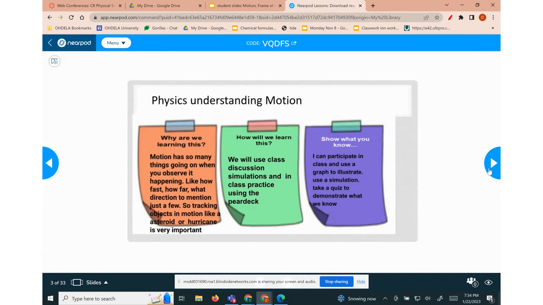Motion has so many things going on when you observe it happening, like how fast, how far, what direction, just to mention a few. So tracking objects in motion, like an asteroid or a hurricane, is very important. We will discuss simulations and in class practice using Pear Deck. We're just doing Nearpod right now. And what you'll end up doing is you can participate in class, use the graph to illustrate, use a simulation, take a quiz, and demonstrate what you know that way.